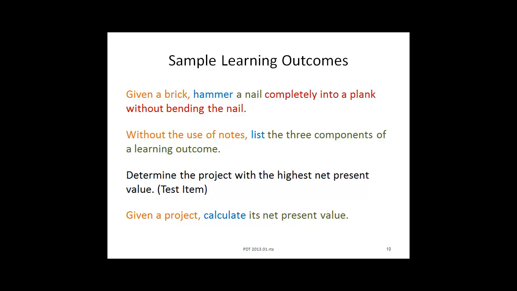Perhaps a better way of stating that would be this. Notice much more general, and it has all the components. Given a project, the condition, calculate, Bloom's verb, its net present value. Again, no criterion. The assumption here is it's either correct or it's not correct. But this gives you a quick sort of down and dirty view of what good learning outcomes are.